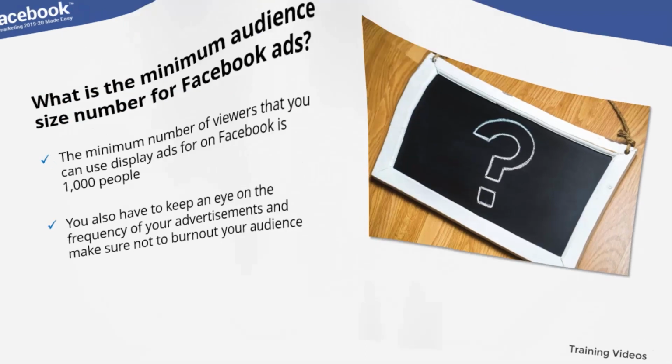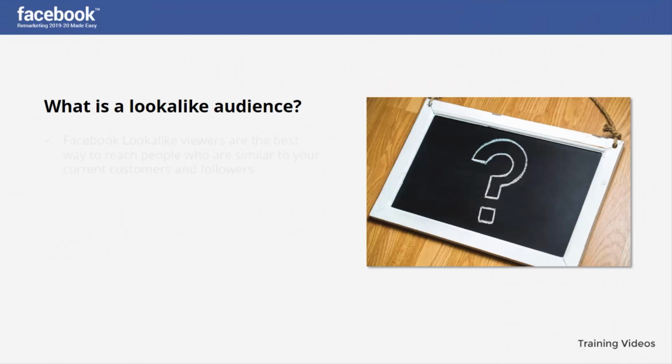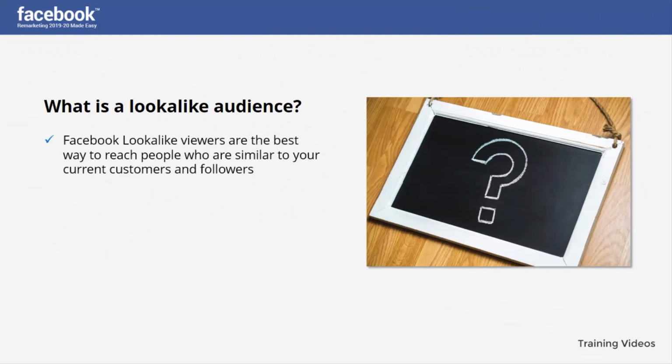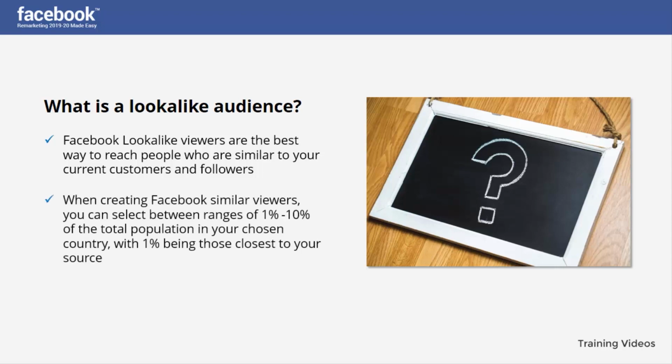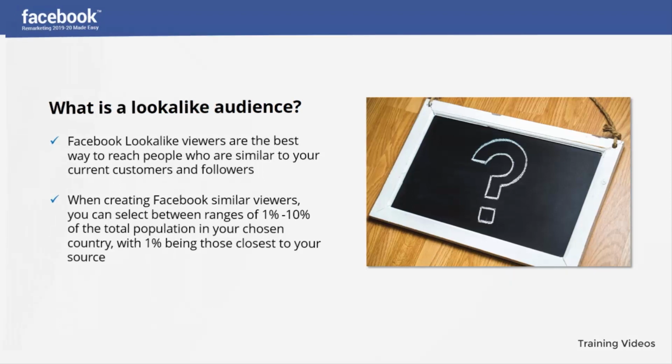When you run a standard ad, Facebook will show that the audience is too small with anything less than 1,000 people. What is a lookalike audience? Facebook lookalike viewers are the best way to reach people who are similar to your current customers and followers. When creating a similar Facebook audience, it's best to keep them small compared to targeting 10% of a country's population. It makes perfect sense because Facebook creates a similar audience based on similar people with your custom audience. When creating Facebook similar viewers, you can select between ranges of 1% to 10% of the total population in your chosen country, with 1% being those closest to your source.